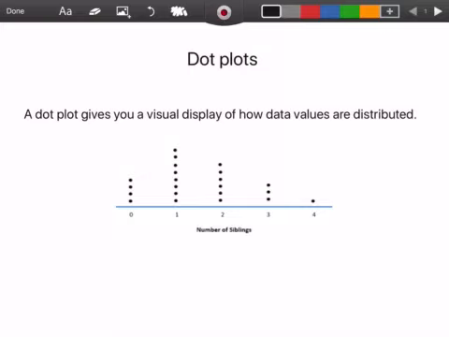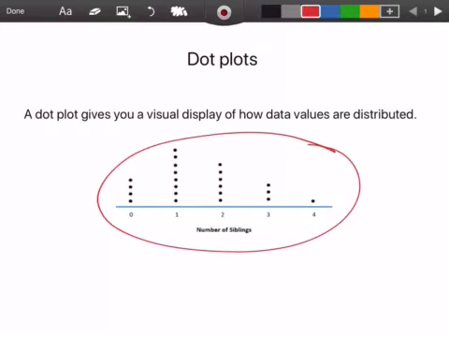Alright, today's video is on dot plots. Just like a box plot, a dot plot gives you a visual display of how data values are distributed. This is an example of a dot plot. It is representing the number of siblings. So maybe we asked everyone in the class how many siblings they have.